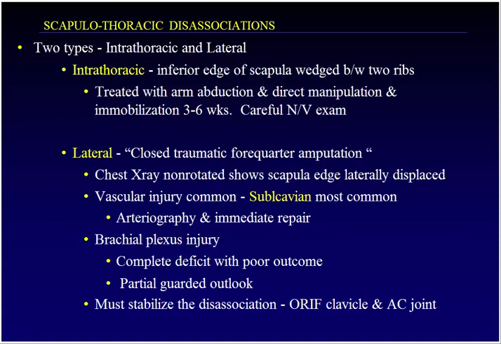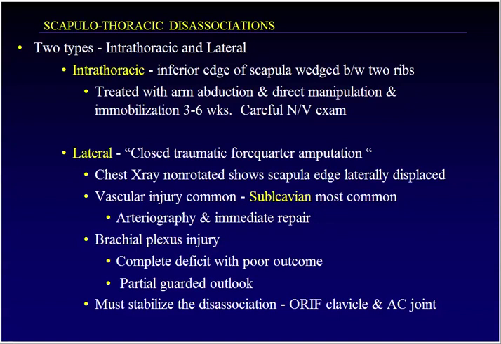Then the lateral scapulothoracic dissociation is much more common, and that's the so-called closed traumatic forequarter amputation. These are very serious injuries. You can diagnose it on a non-rotated chest X-ray, a perfect PA chest X-ray, that can show the scapula edge significantly laterally displaced. Vascular injuries are quite common. The subclavian artery is the artery that's most commonly damaged. You diagnose it with arteriography, and of course immediate repair is necessary to revascularize the limb.